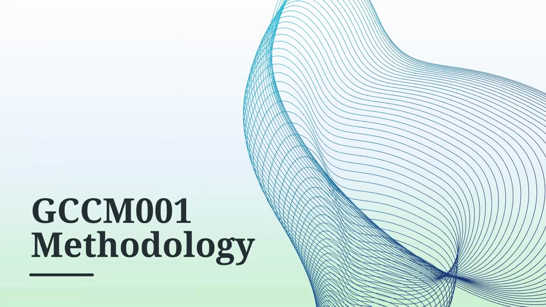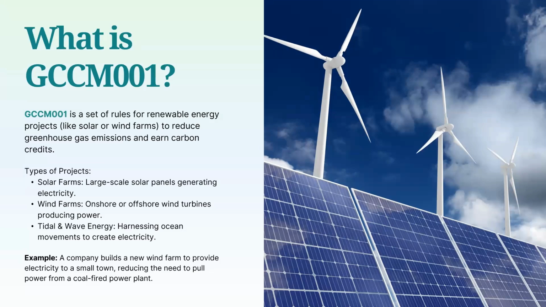Now moving into GCCM001, this is going to be a set of rules for renewable energy projects like solar or wind farms to reduce greenhouse gas emissions and earn carbon credits. Some of the types of projects we could see here are solar farms, which could be large-scale solar panels generating electricity, wind farms, onshore or offshore, tidal and wave energy. A simple example could be a company that's building a new wind farm to provide electricity to a small town, and I'm reducing the need to pull power from a coal-fired power plant. So I'm doing something that's benefiting the environment, and I can use this methodology to earn some carbon credit.